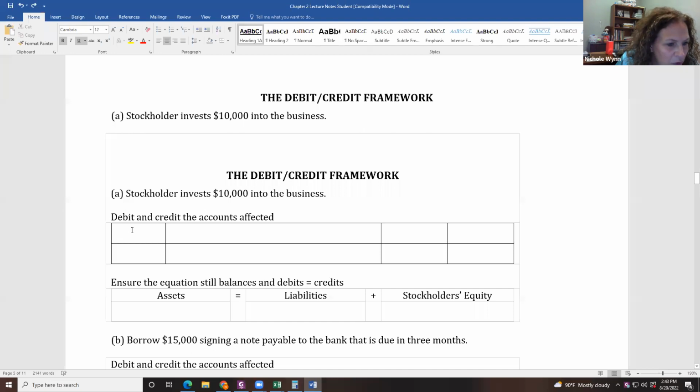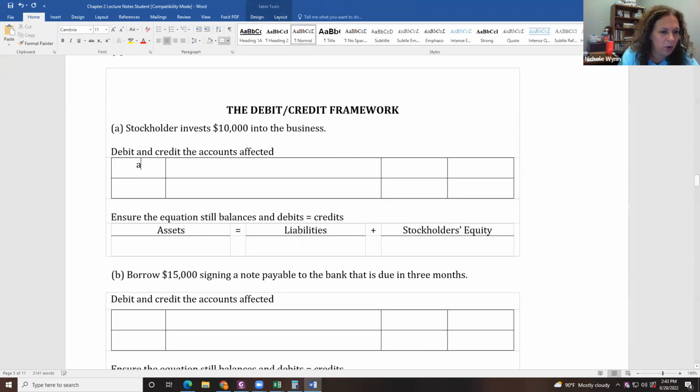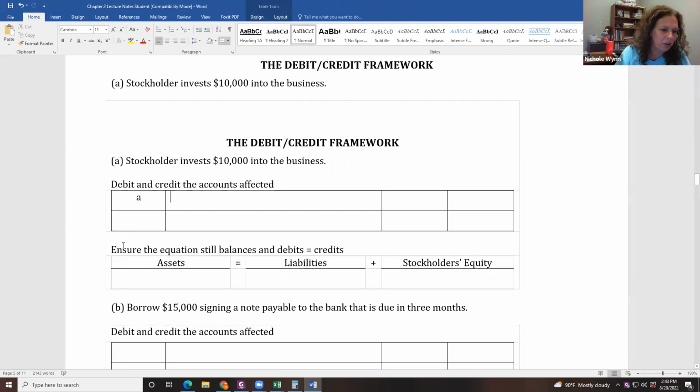Okay, anyway, so what I want to do is record transaction A. Stockholder invests 10,000 into the business. So go ahead and cross out that, ensure the equation still balances. And what we're going to do is learn how to record a transaction in a journal.